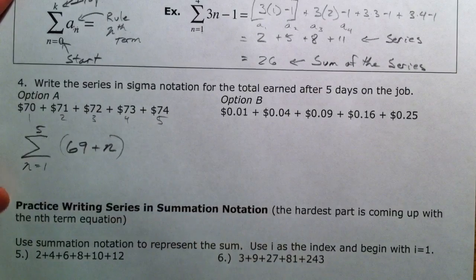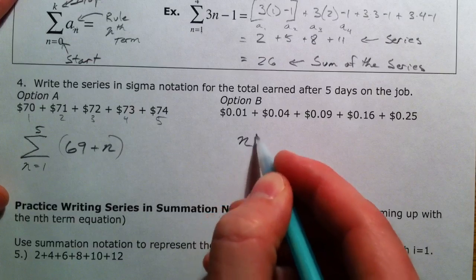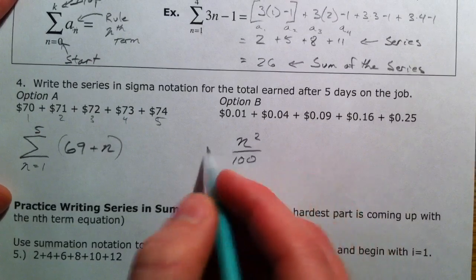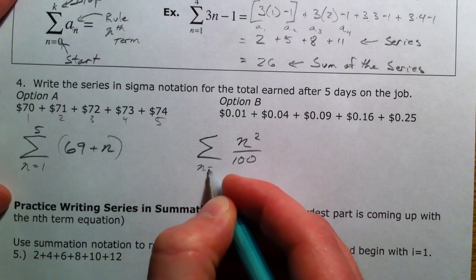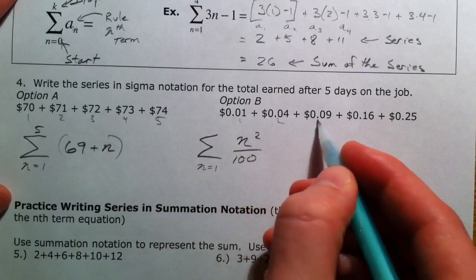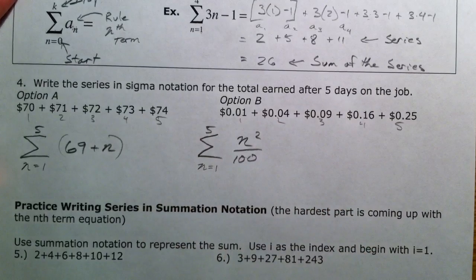And that represents that. And then we had our other one, and we said whatever n is squared divided by 100, and we're going to add up all of the days from n equals 1 all up to day 5. And that's what sigma notation looks like.